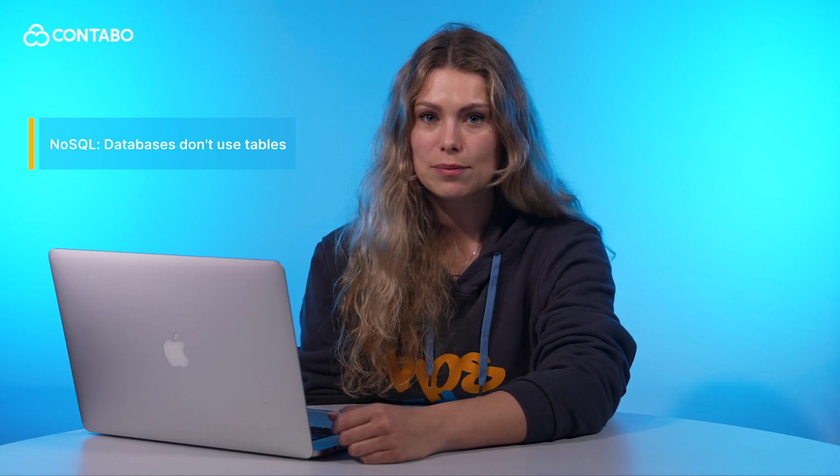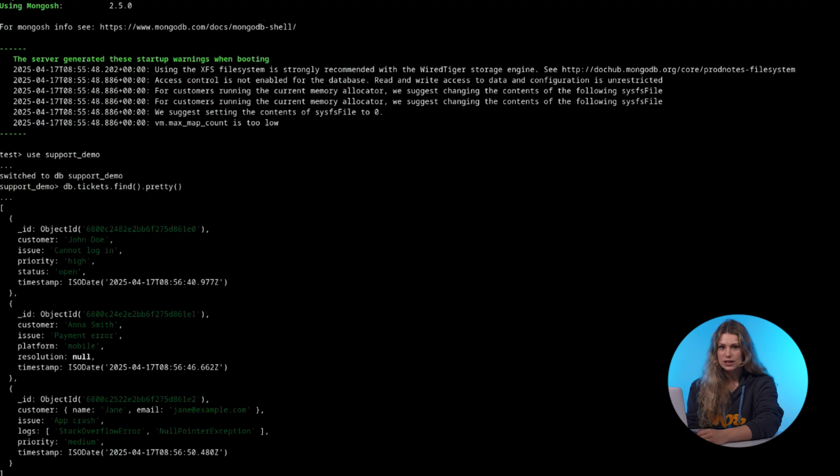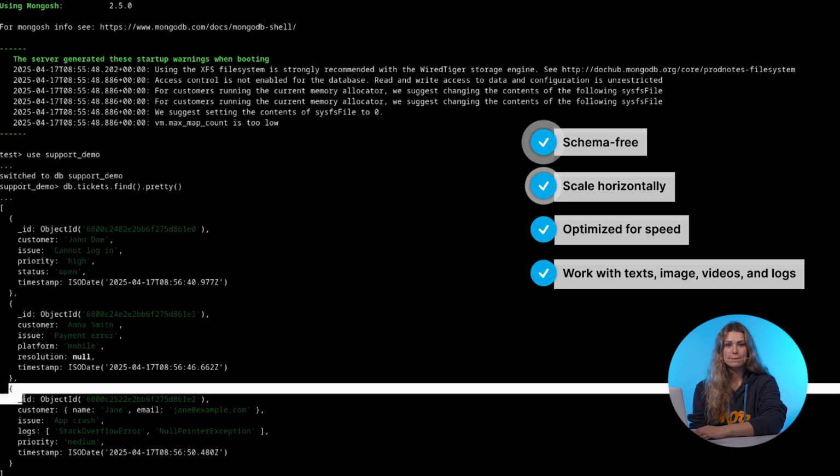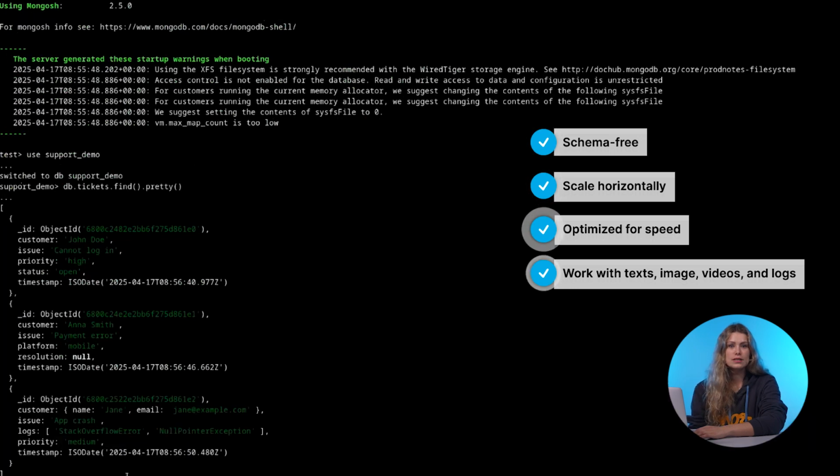Unlike SQL, NoSQL databases don't use tables. Instead, they store data in flexible formats like JSON, key-value pairs, or graphs. They are schema-free. That means that predefined structures don't exist, making them flexible. They scale horizontally, distributing data across multiple servers, and are optimized for speed, for example, in fast read and write operations, and they handle unstructured data and work with text, images, videos, and logs.